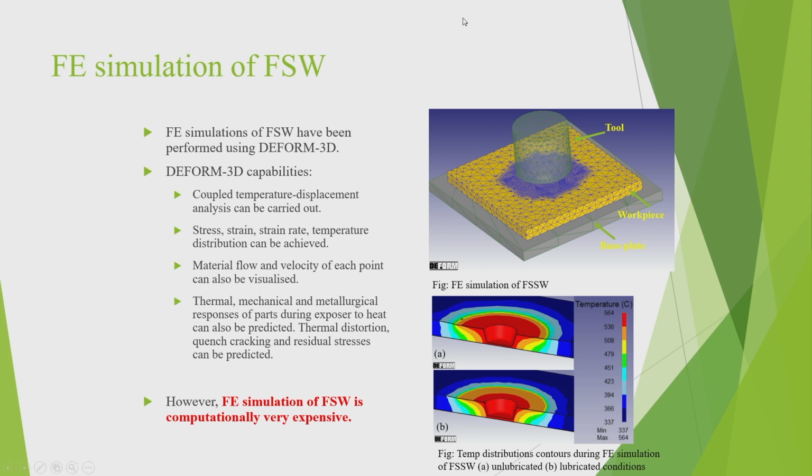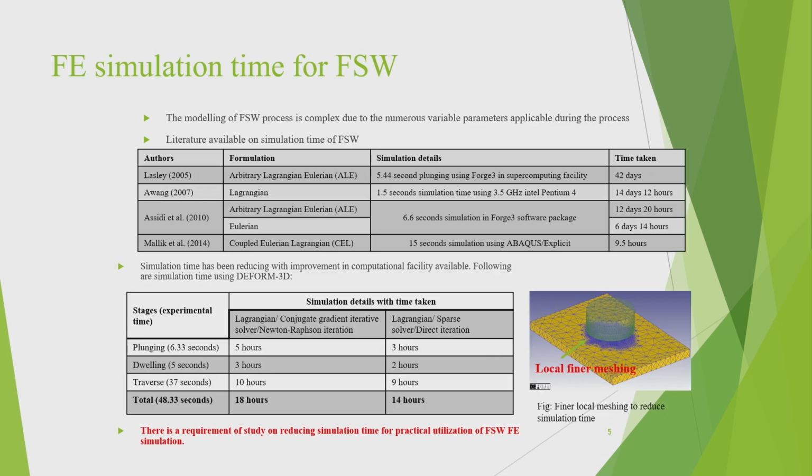So, we are seeing a picture here, that there is a workpiece, a base plate, then in friction stir welding a tool is coming and that tool is processing, and we have seen the temperature distribution contours during FE simulation in two conditions. One is the lubricated condition, the other is the unlubricated condition. However, finite element simulation of FSW is computationally very expensive.